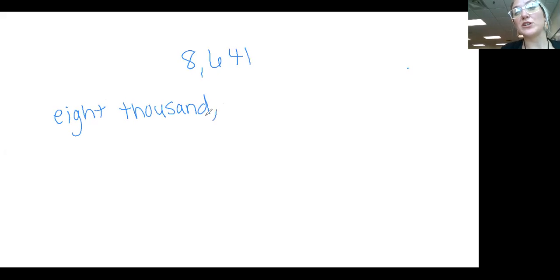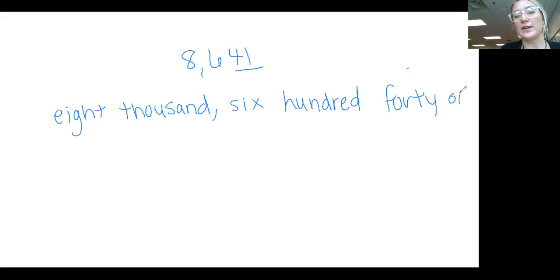There's a comma after 1,000. Then 6. It's not just 6 though, it's in the hundreds place, 600. Then the last number is 41. 41.